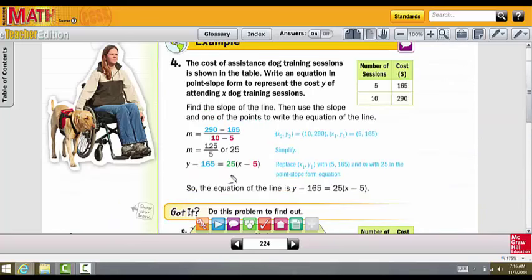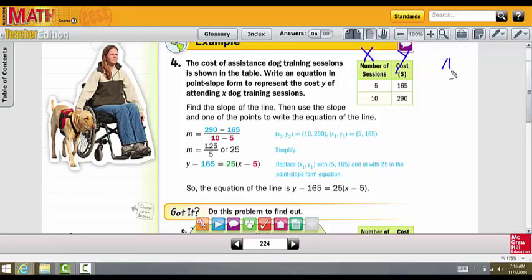Okay, let's take a look at problem number 4 example. The cost of assistance dog training sessions is shown in the table. Write an equation in point-slope form to represent the cost of y. Now this is the first thing I would do. They say cost of y, so they're telling you that this is y and this is x, of attending x number of dog trainings. It says find the slope of the line and then use the slope and one of those points to write the equation of the line. So the first thing we're going to do is find the slope.